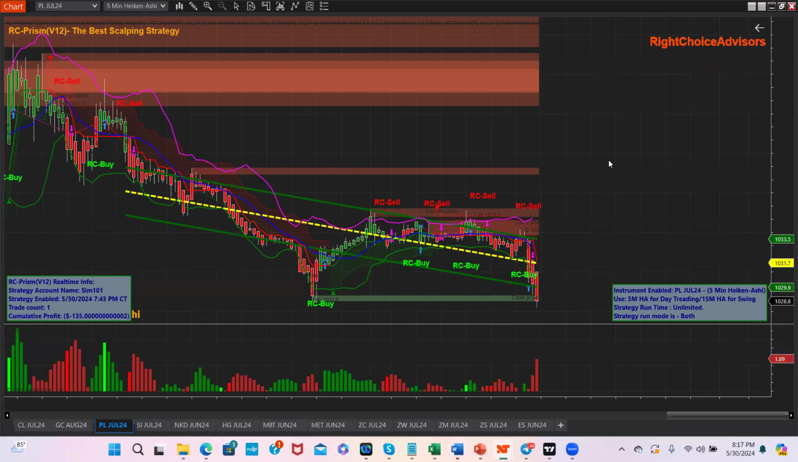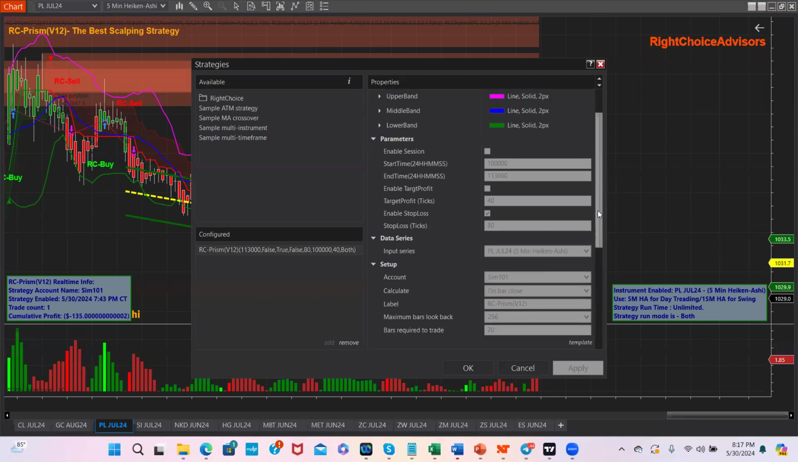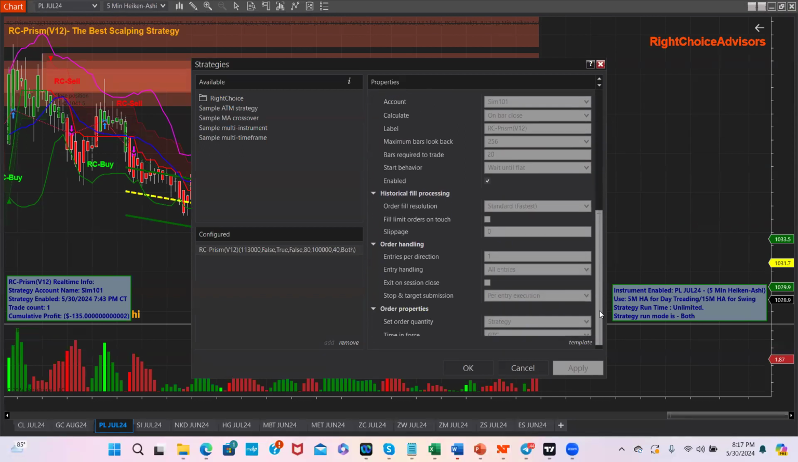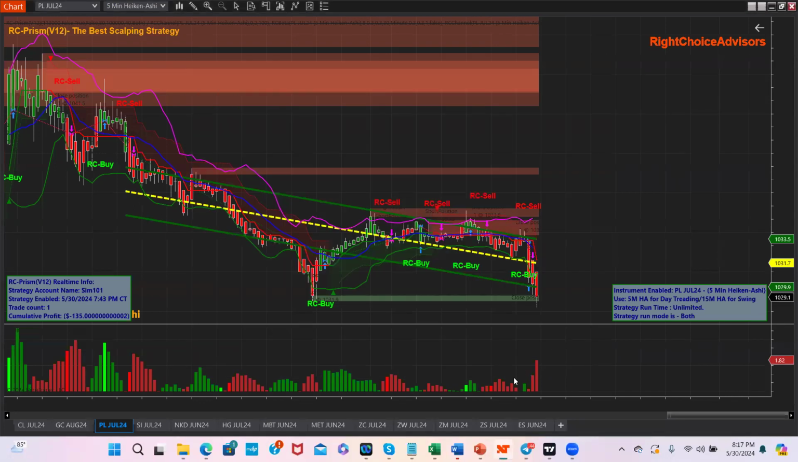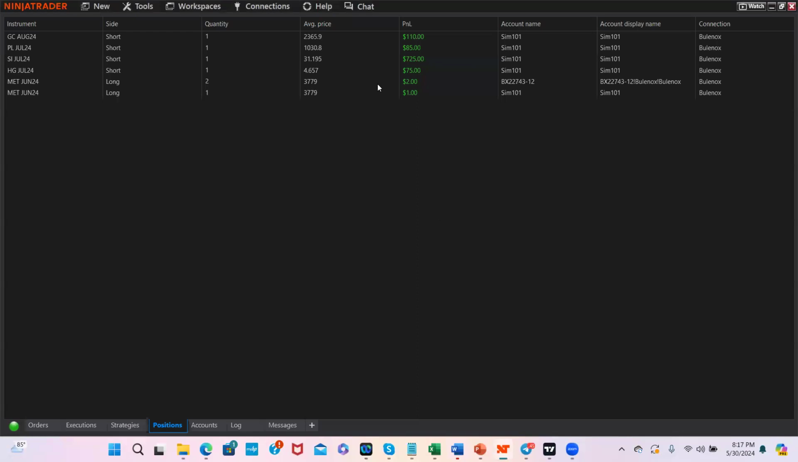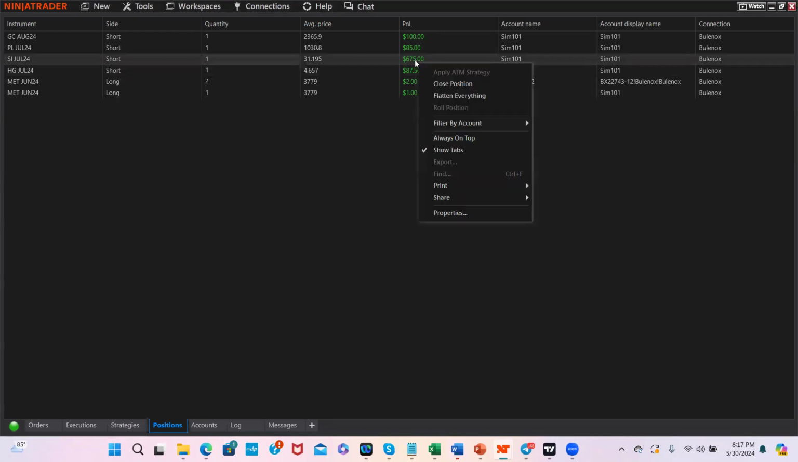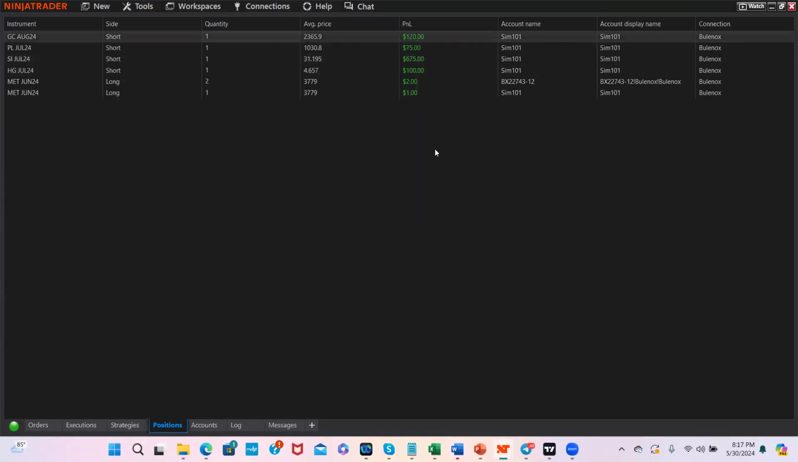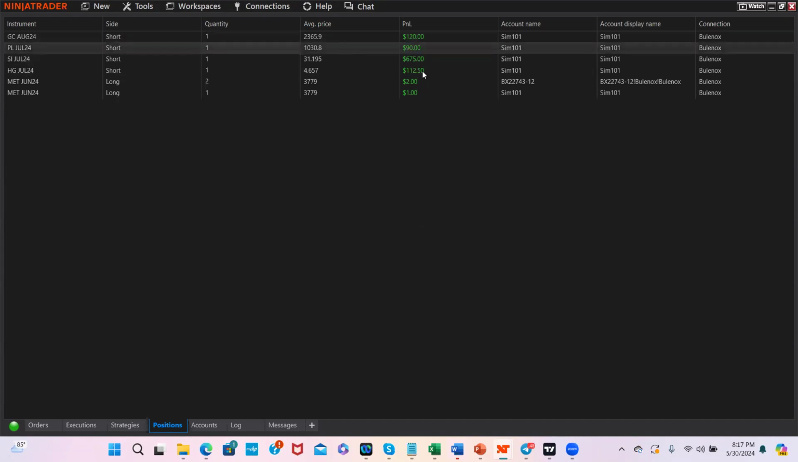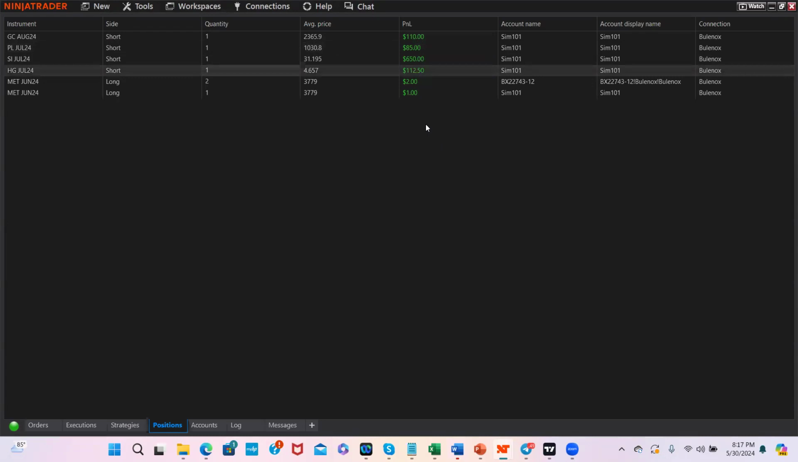Right here we can go to the strategy. The position is already going on. But you see that, without our manual intervention, if you think, okay, $1,000 is good enough, you can just right click, close position. So you saw nearly $700 with silver quickly. You can just close the positions, or you got $110 with gold short, with platinum short, with copper short.